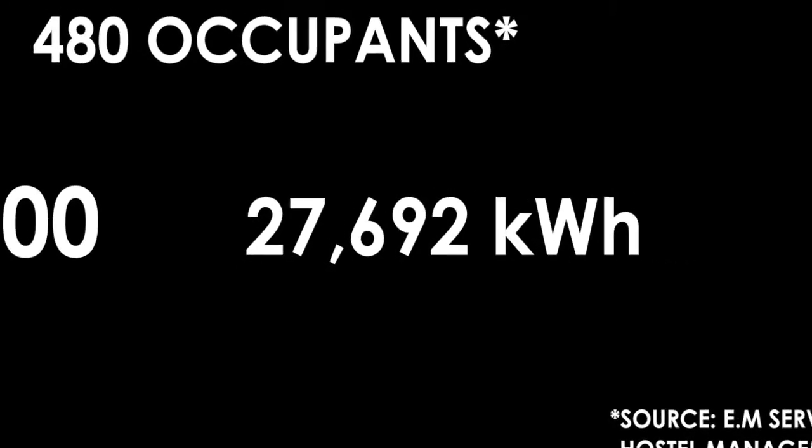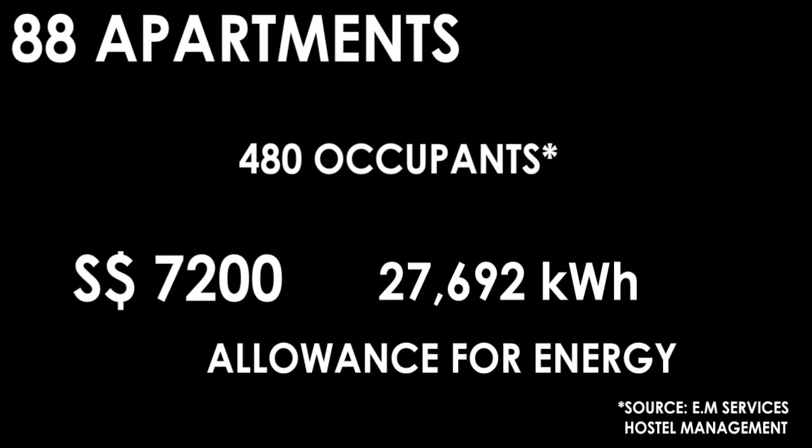There are 88 apartments in the SUTD 6 Degrees hostel and an estimated 480 students stay there. This amounts to $7,200 or 27,692 kilowatt hours in allowance for energy. If no more than $7,200 are spent in a month by the hostel on energy, we would consider our system to be effective.